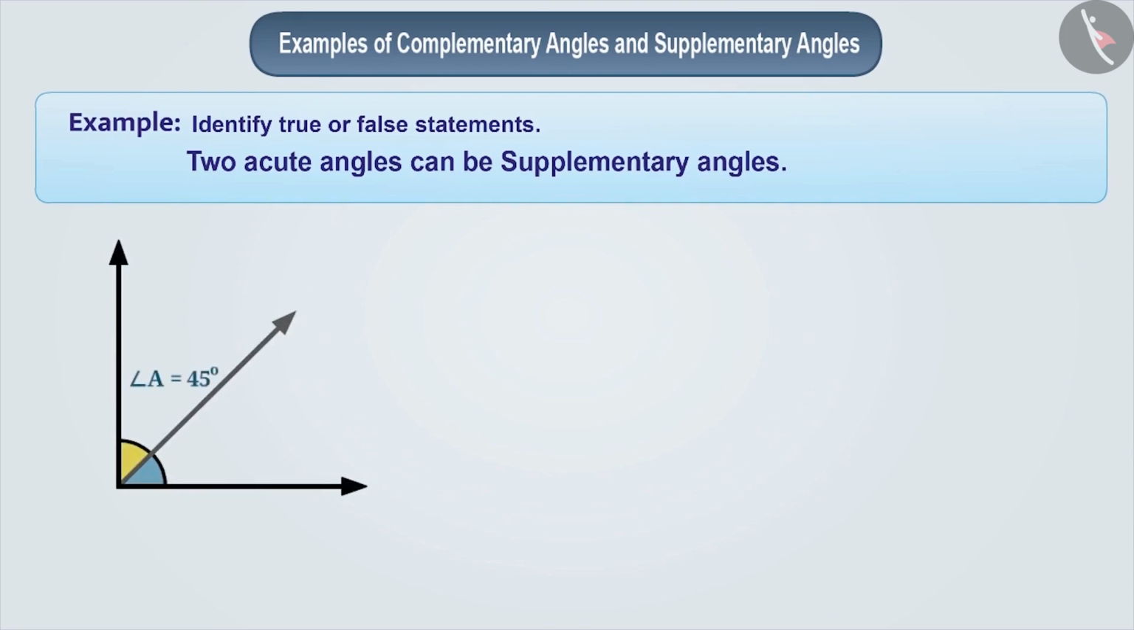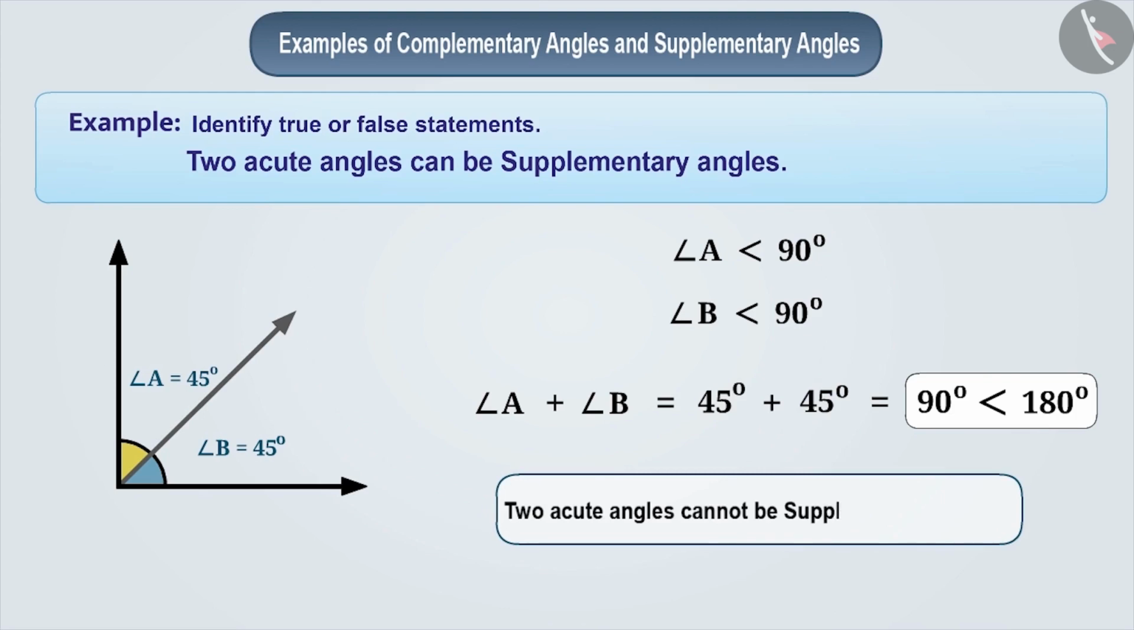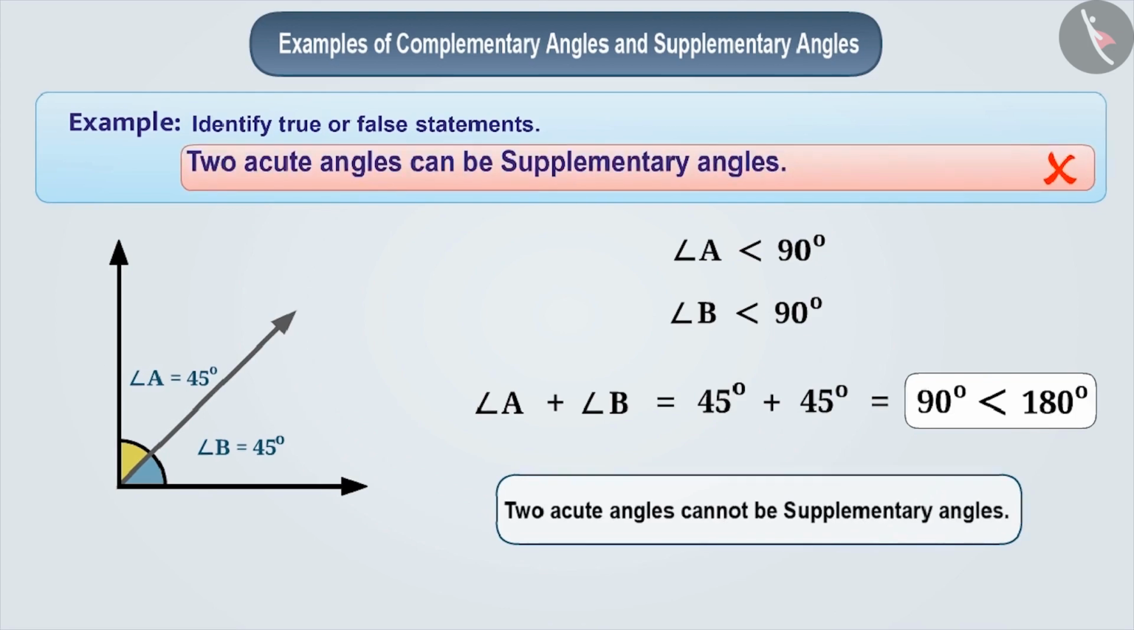Suppose angle A and angle B are acute angles. This means angle A is smaller than 90 degree and angle B is also smaller than 90 degree. If we add both the angles, then the sum of angle A and angle B will be less than 180 degree. With this, it is understood that two acute angles can never be supplementary angles. Therefore, the given statement is false.